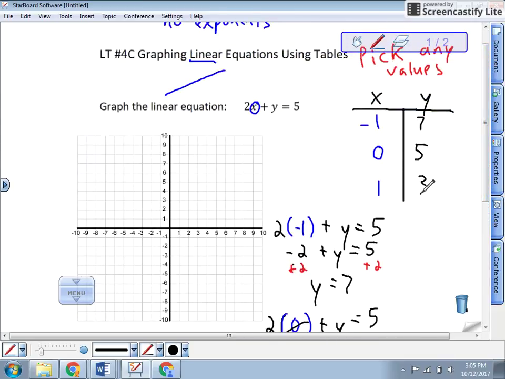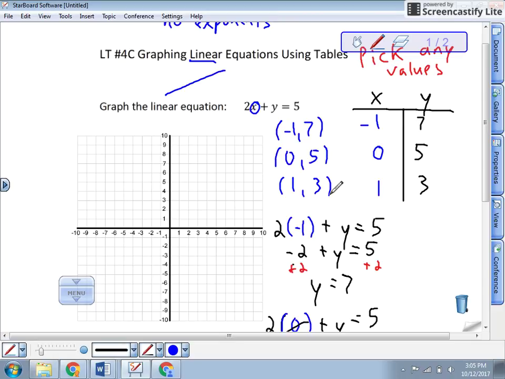That's how we come up with our points. Now, these are ordered pairs. I could rewrite them as -1, 7, 0, 5, and 1, 3. The last step is just to plot these on the graph and form our line.